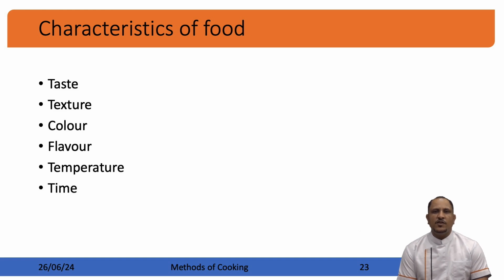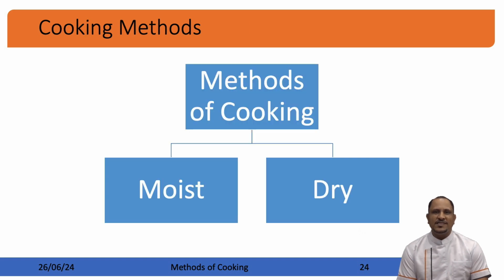When we talk about methods of cooking, these are the methods by which ingredients are subjected to heat. This application of heat can be a combination of various modes of heat transfer like conduction, convection, induction or radiation as we discussed, and which results in a desired taste, texture, color or flavor. These methods of cooking are majorly classified into two categories, moist methods of cooking and dry methods of cooking.